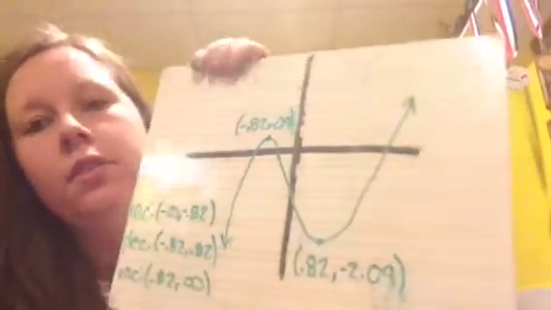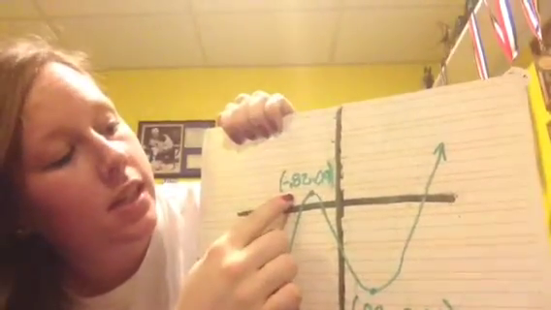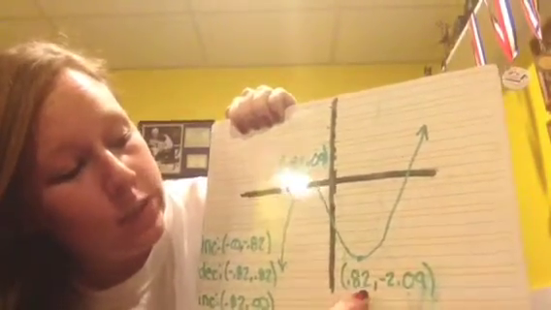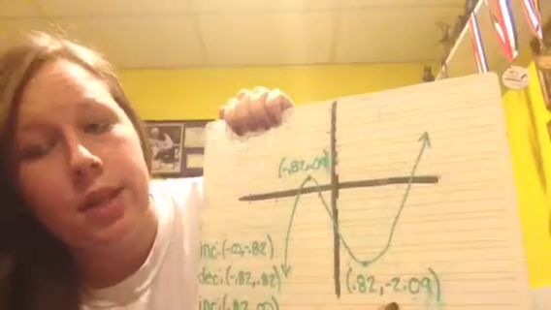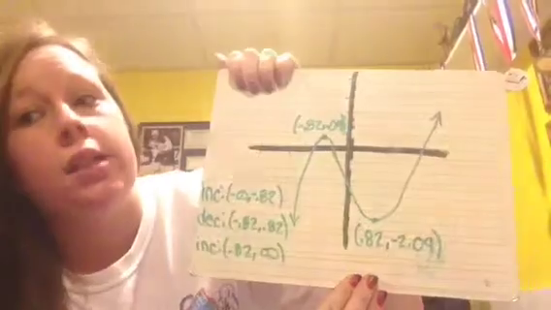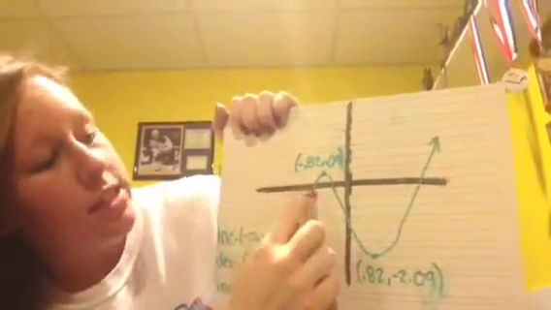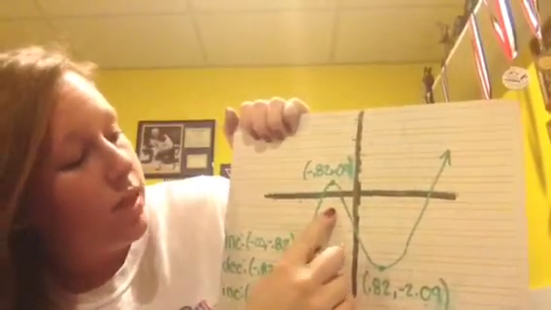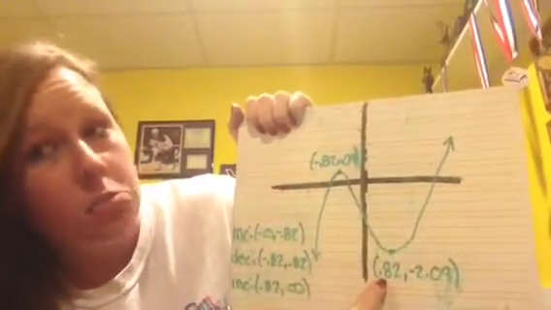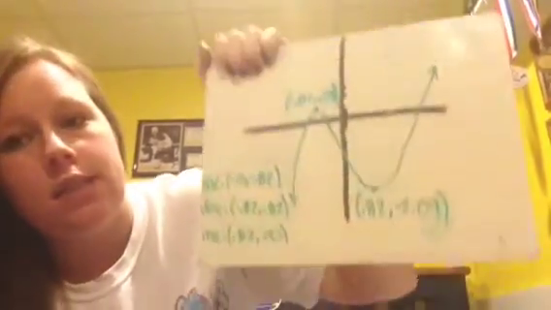Okay, your graph should look like this. You should have got a maximum at negative 0.82 and 0.09, and a minimum at 0.82, negative 2.09. So, starting from left to right and using only the x coordinates, you start at negative infinity and you increase to negative 0.82. Then, from there, you start negative 0.82 and decrease to 0.82. Finally, from 0.82, you increase to positive infinity.